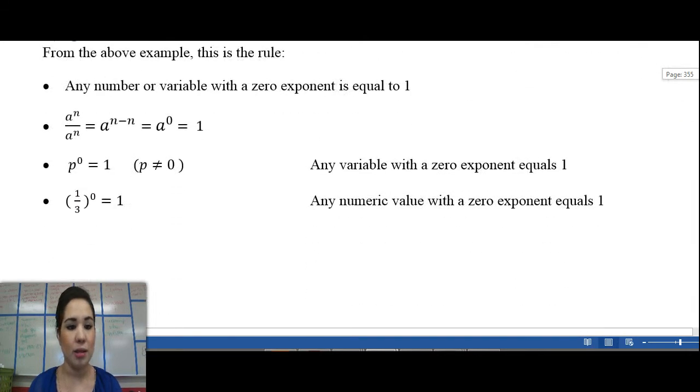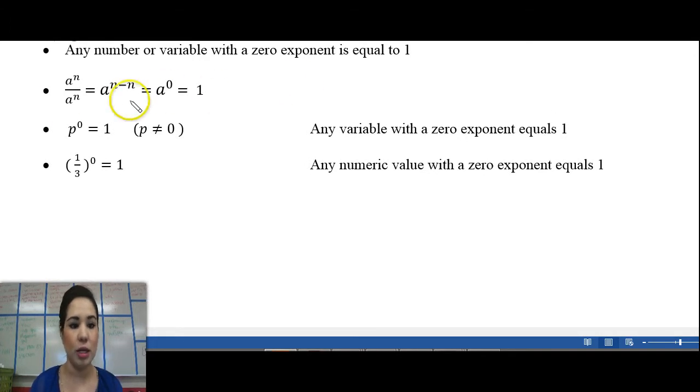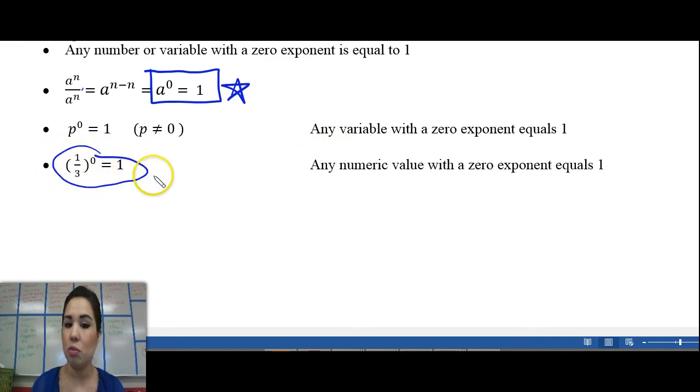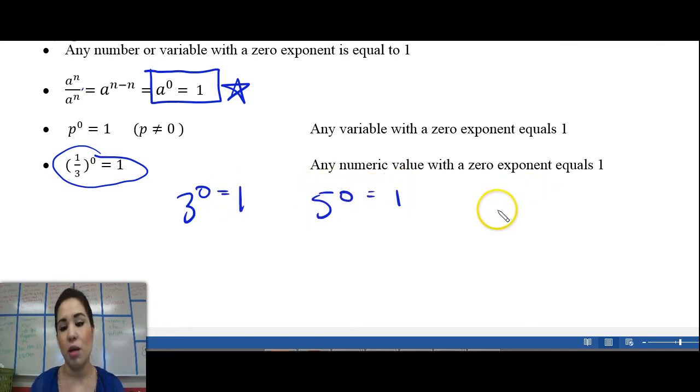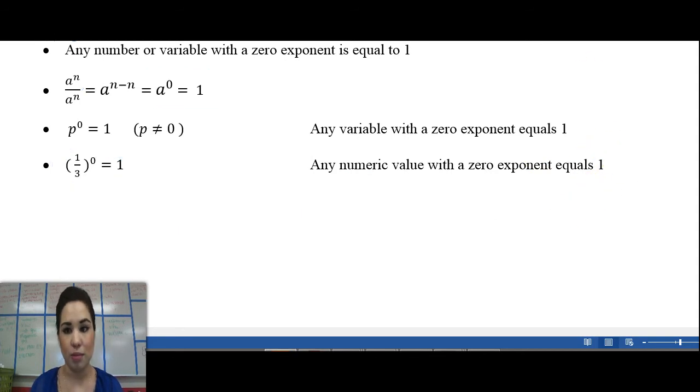Okay, let's take a look down here. So here is our rule written. Anything over itself gives you 1, and applying the division properties, we subtract, which is a to the 0. Anything to the 0 power is 1. You need to have that formula, or that property, memorized. Now, in this case, 1/3 to the 0 would be 1. 3 to the 0 would be 1. 5 to the 0 would be 1. 0.5 to the 0 would be 1. Anything to the 0 will always give you 1.